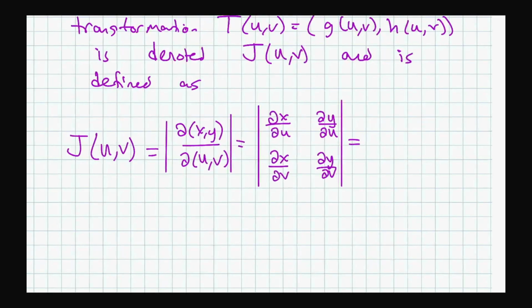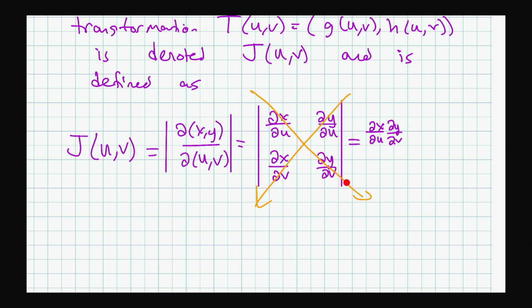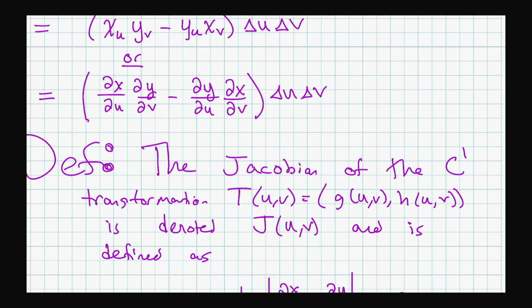that determinant that I just wrote there is just, if you remember how determinants work, you go those two minus those two. So it's partial x with respect to u, partial y with respect to v. That's this diagonal. And then minus this diagonal, which is dx dv, dy du. And that's just what we wrote up here. That's this. Okay, so this is the Jacobian.